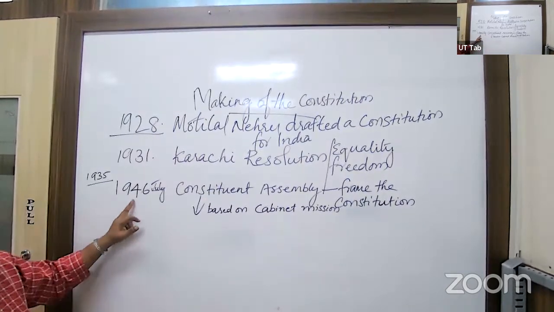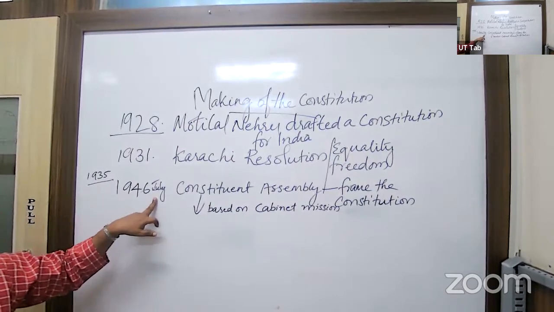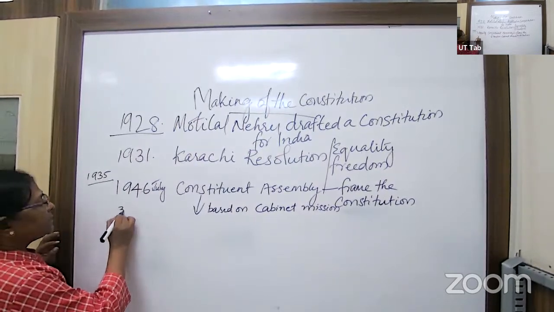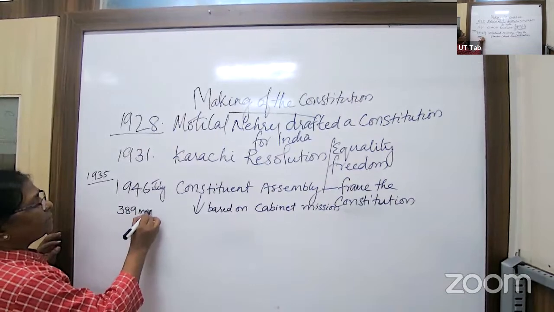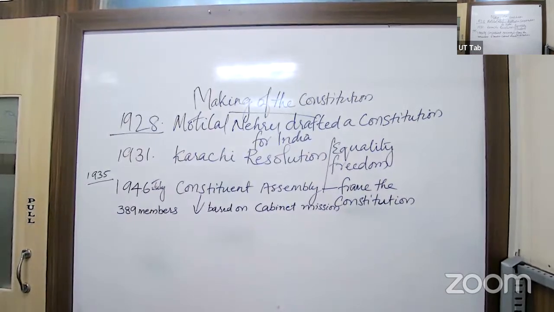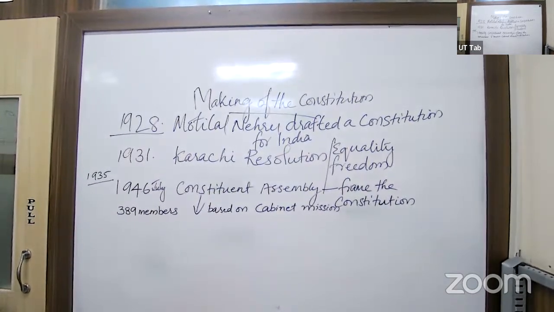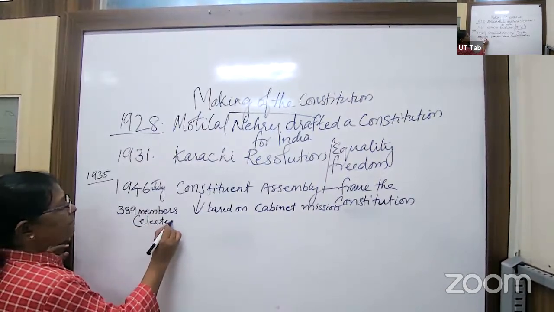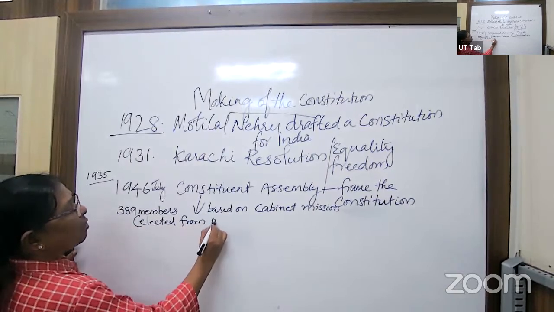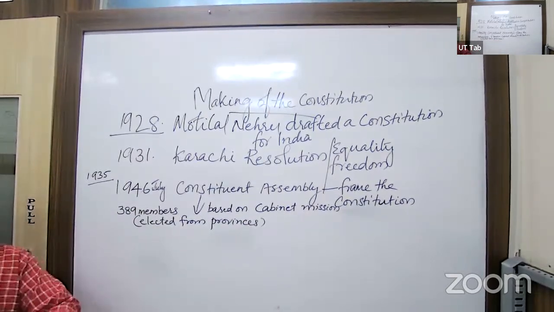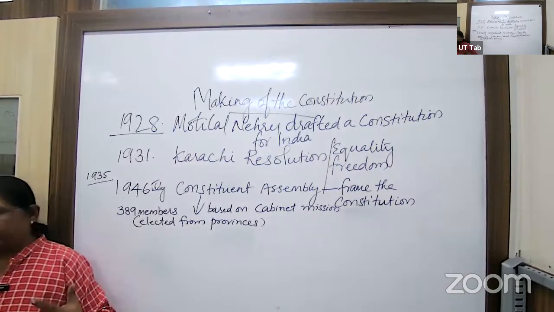Now, how many members were there? It was constituted in July 1946. How many members? 389 members. They were elected from provinces. Did you understand what provinces are? Provinces were the territories directly ruled by the British.